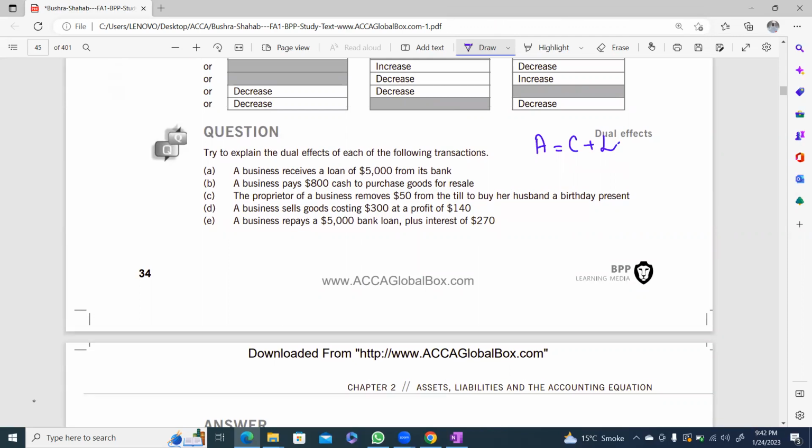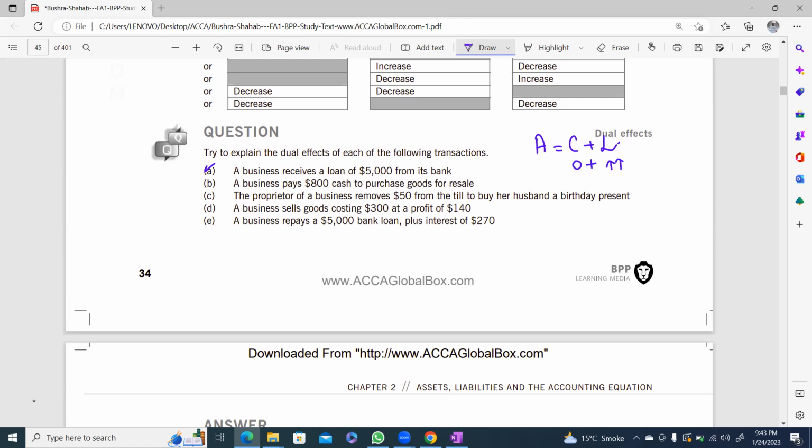For the first one, if you're taking a loan of 5,000 from the bank, what will be the effect? Will it affect asset, liability, or capital? Liability. Will liability increase or decrease? It will increase. And what will be the effect on asset? Asset equals capital plus liability, so liability will increase. What will be the effect on asset or capital? No effect on capital.